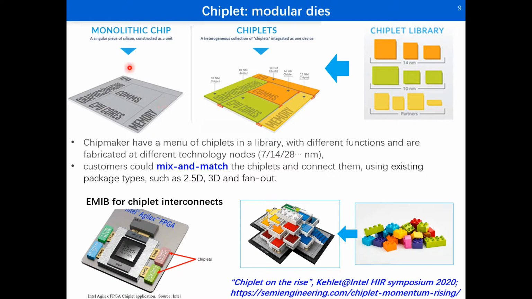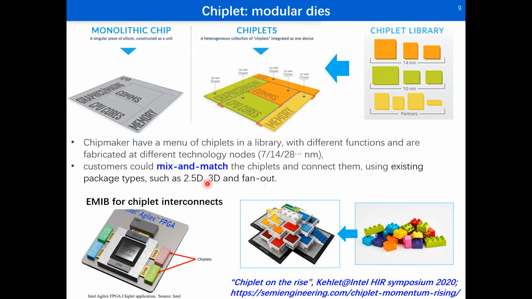In contrast, we may just make many simple modular dies with certain functions. These dies are fabricated at different technology nodes, 7 nano, 14 nano, 28 nano, and so on. Actually, we can make a chiplet library with a lot of standardized chiplets, and the customers can mix and match the chiplets and connect them, just like assembling Lego parts into a system. The chiplets could be connected using existing package types, such as 2.5D, 3D, and fan-out.